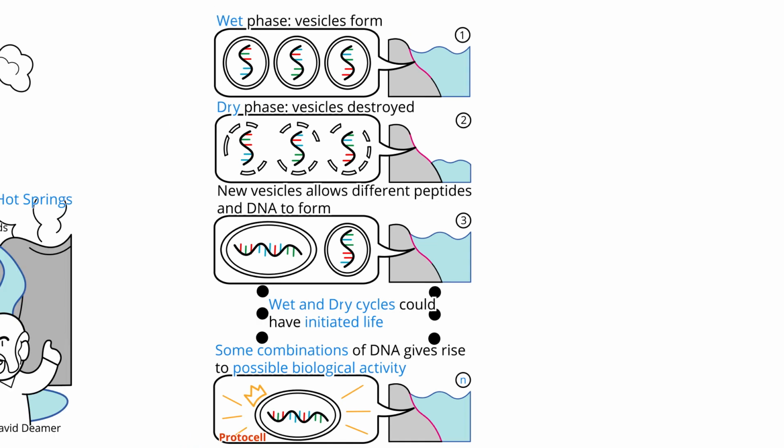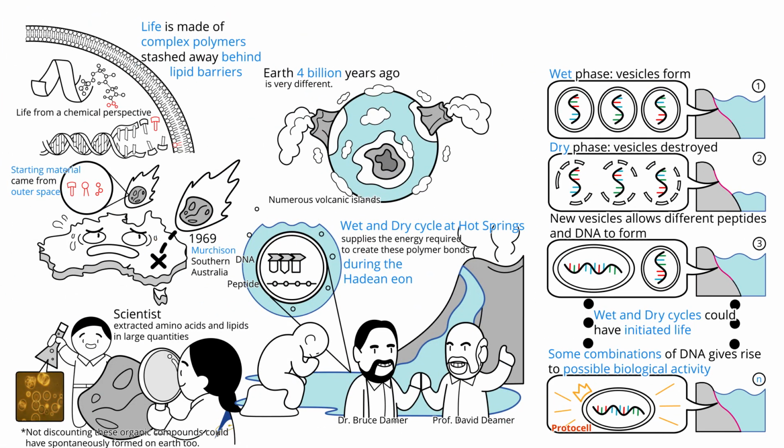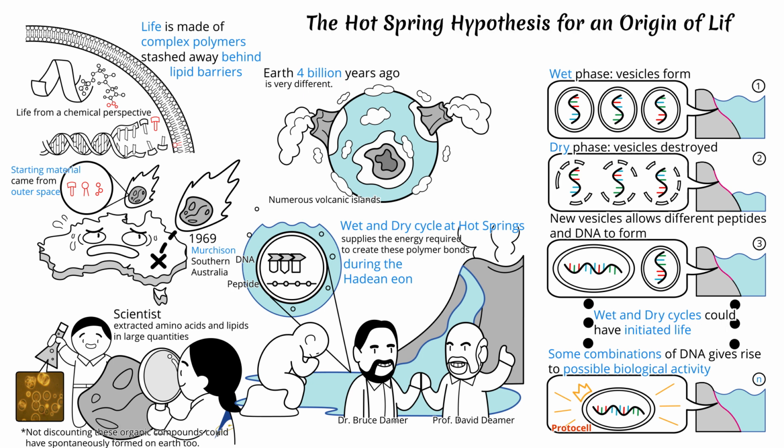And this is why Professor Deamer and Dr. Damer think life first began in hot springs. From simple amino acids and nucleic acids and lipids, through countless cycles of wet and dry taking place at hot springs prevalent on Earth 4 billion years ago, to complex chains of DNA and proteins formed within vesicles called protocells.